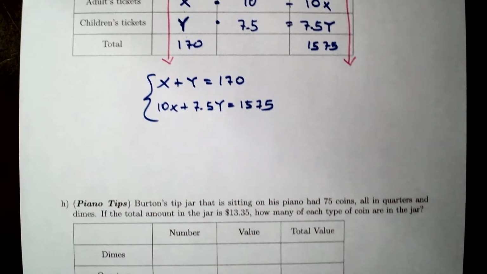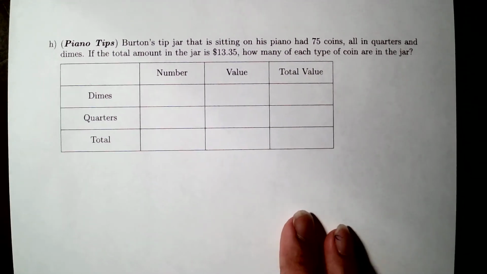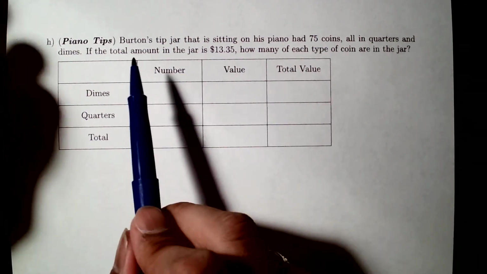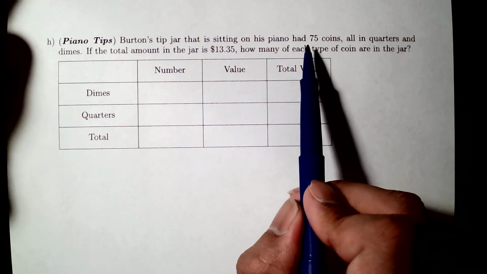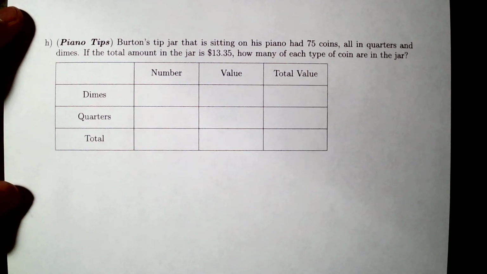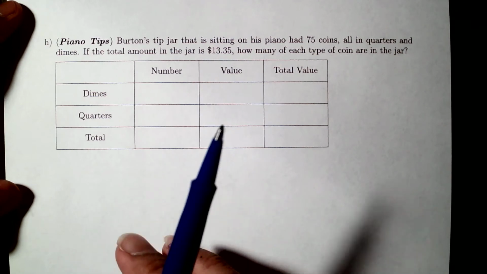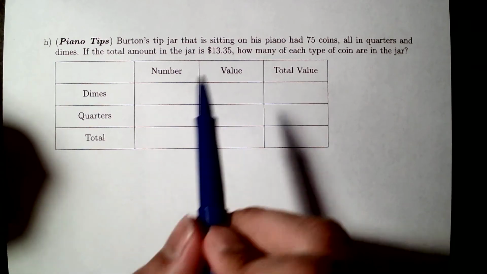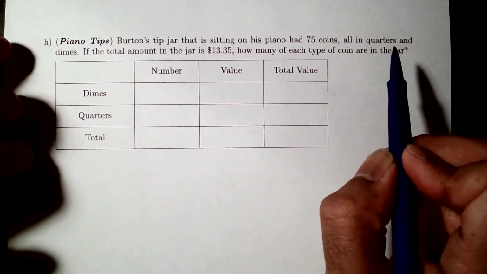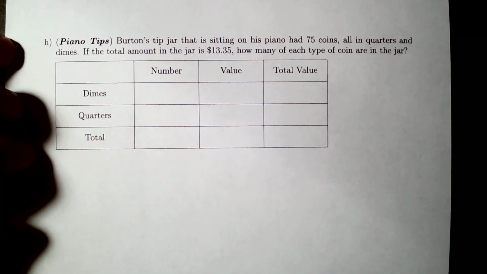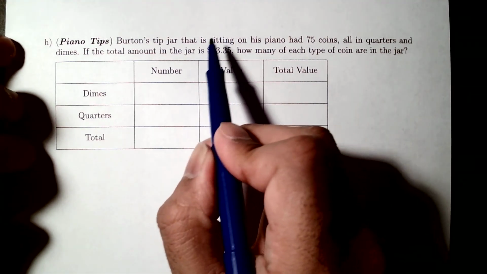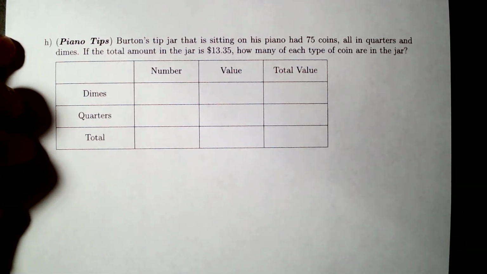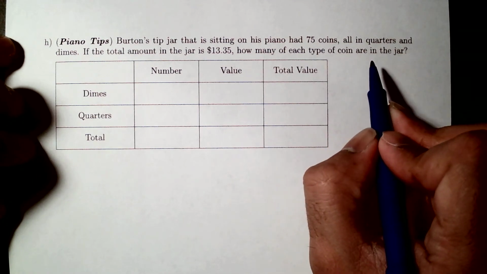All right, let's do another example. I'm going to do another one. So, let's see. A musician's jar that is sitting on his piano has 75 coins. So we have a musician at a fancy restaurant playing for the people who are dining in, and people are leaving some tips in a jar. These 75 coins are all quarters and dimes. And by the end of the first part of the show, he has $13.35. How many of each type of coin are in the jar?